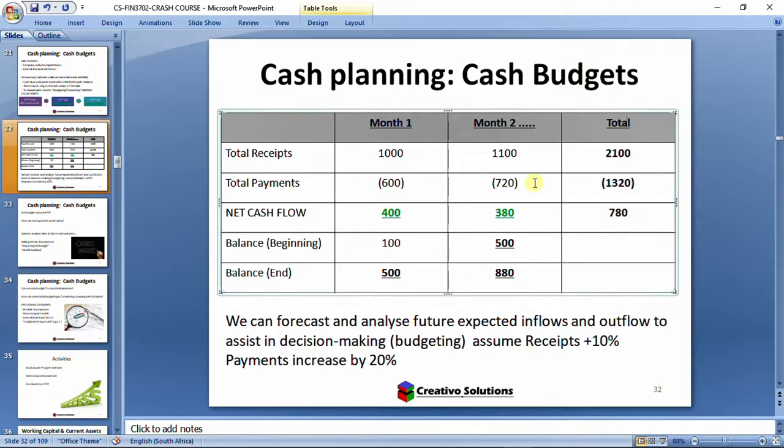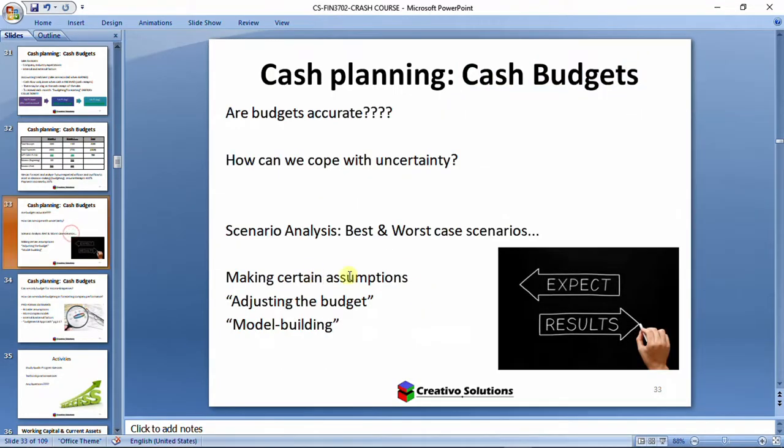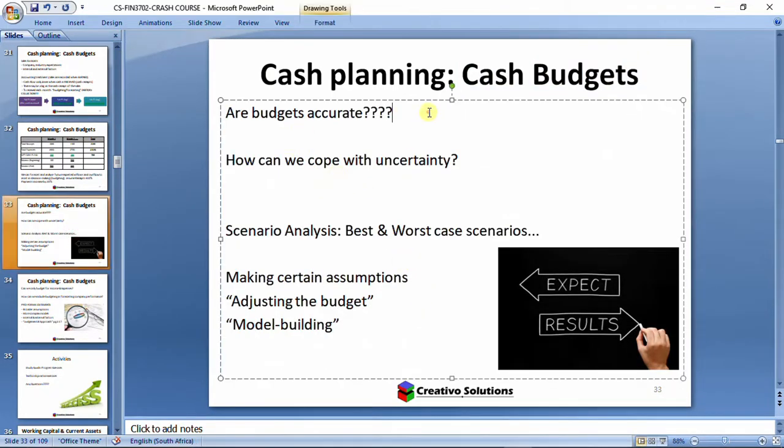So just bear that in mind when you're doing calculations, especially when they're asking you to budget. You need to read the question very, very carefully. And I will send you some past papers. You will see some of the types of questions you'll get asked. If you like maths, you will find this section very easy. Are budgets accurate? We already said no. Can we cope with uncertainty? The answer is yes, but this is beyond the scope.